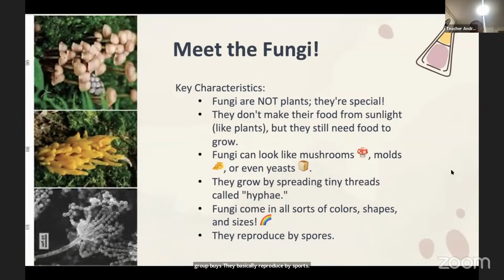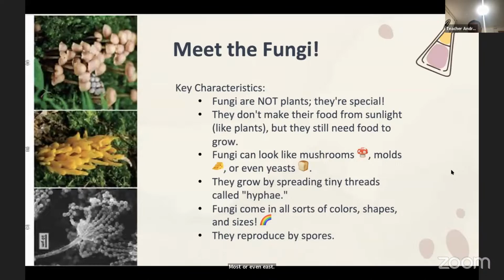All right. So fungi are not plants. They are not plants because they cannot make their own food. They don't make their own food from the sun, but they need food to grow. So fungi can look like mushrooms, mold, or even yeast.